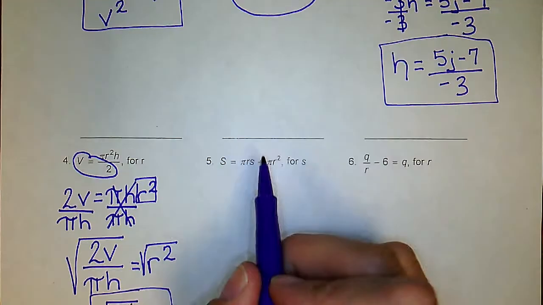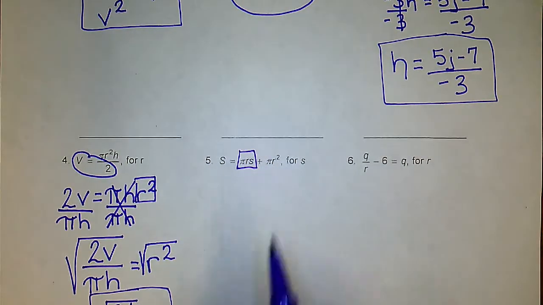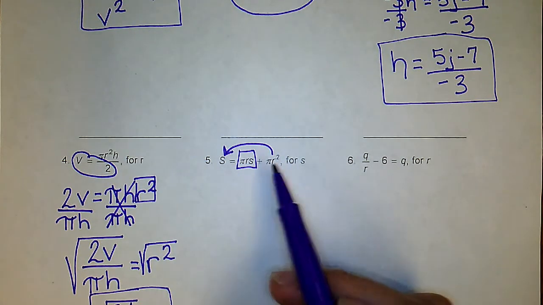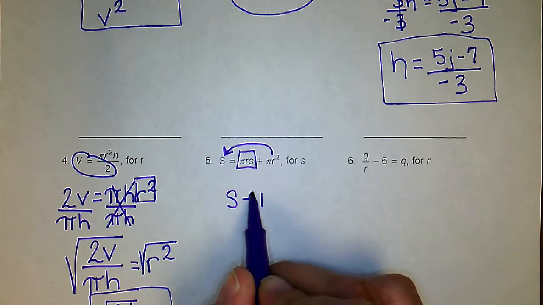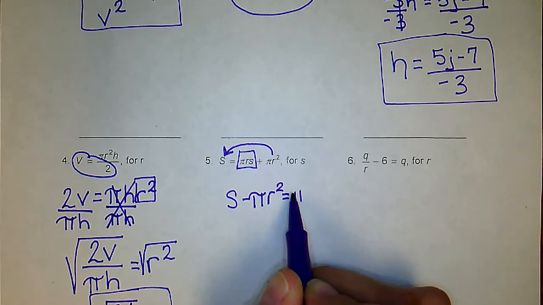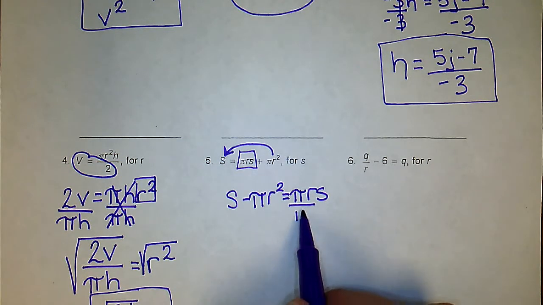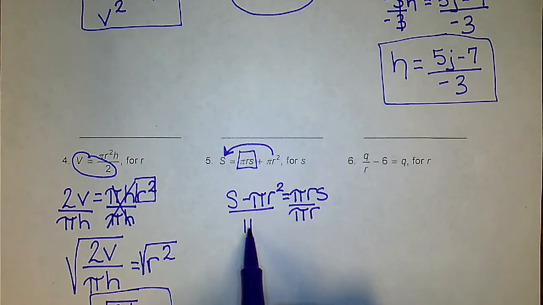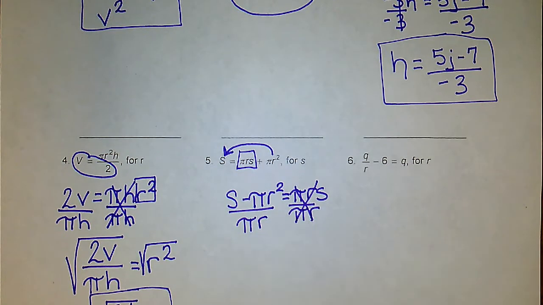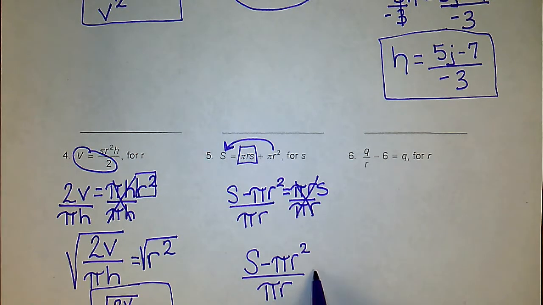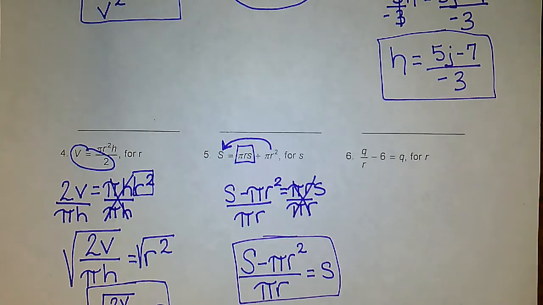Number 5, solving for s. That's where my s is, so I want to move that pi r squared to the other side. It was added, so I'm going to subtract it. Similar to what I did on the other side, I'm trying to solve for the little s. So I'm going to divide everything by the pi and the r. So I have s minus pi r squared divided by pi r. That gives me the little s that I was trying to solve for.